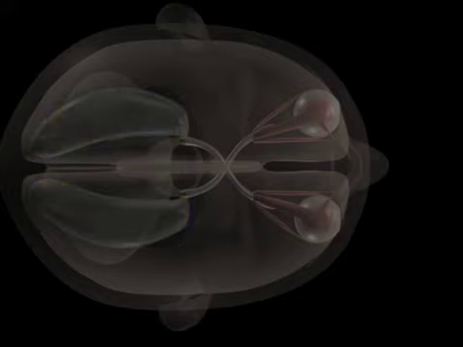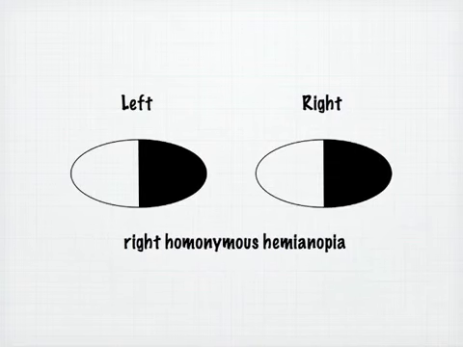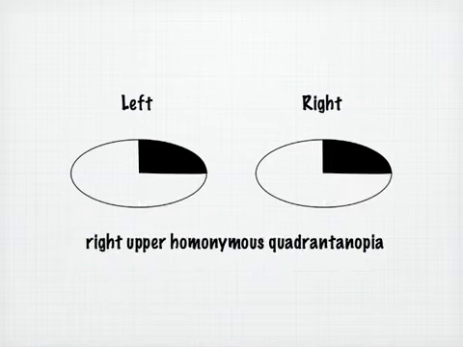Damage to this tract occurs most commonly due to stroke, and can cause quadrantanopia or hemianopia depending upon the lesion size. Temporal lobe lesions cause superior quadrantanopia, or pie in the sky, and may have associated complex partial seizures, memory problems, or Wernicke's aphasia if dominant hemisphere.